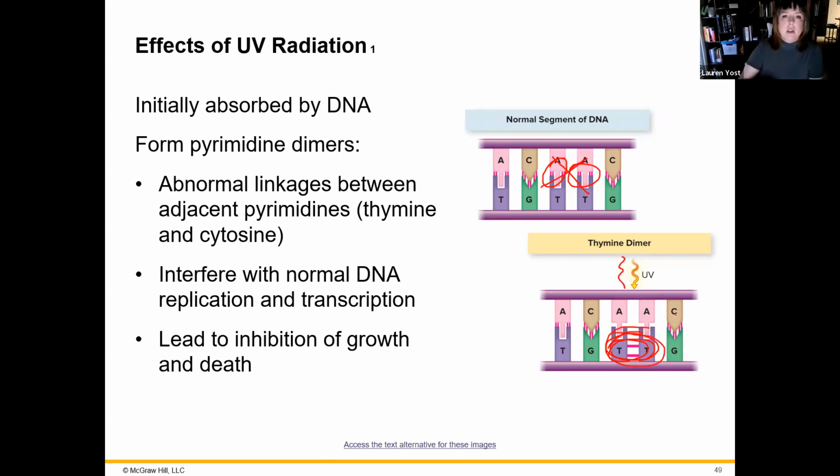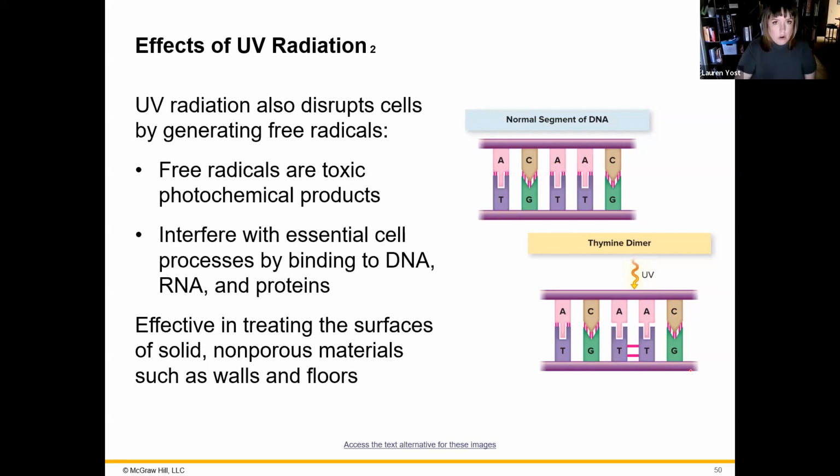And now whenever we go back to make copies of our DNA when we're growing cells, they will not grow properly. They'll have the mutations there, so the cells won't be able to divide properly, is what I'm trying to say. Okay, that can lead to inhibition of growth and cell death.